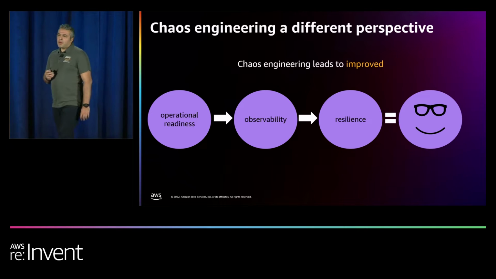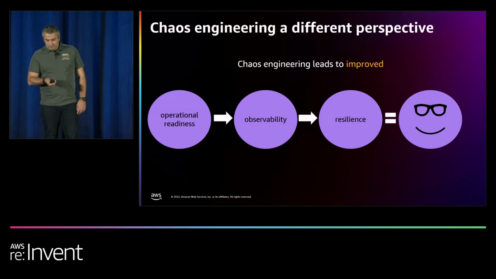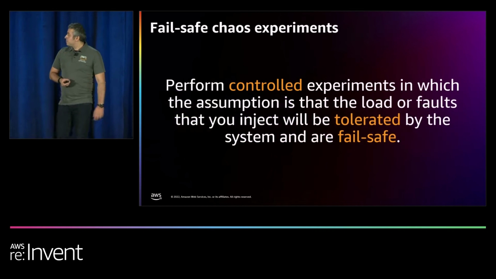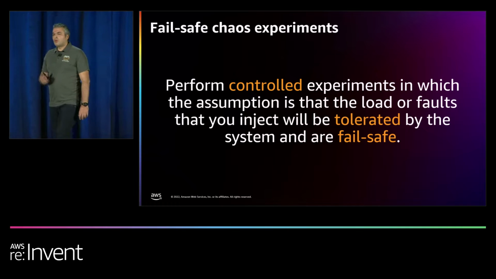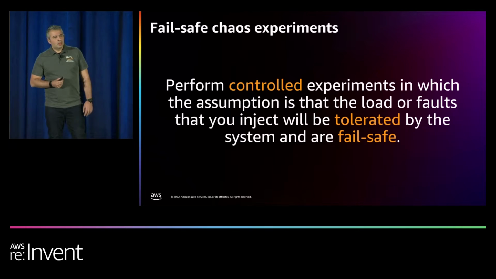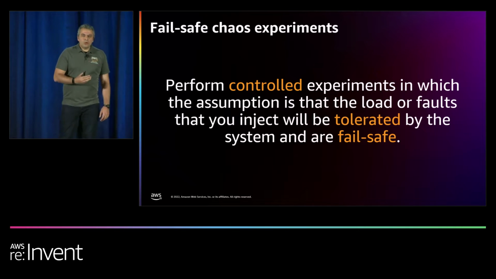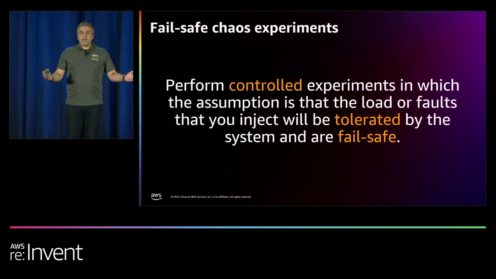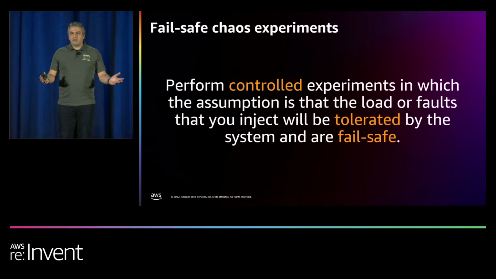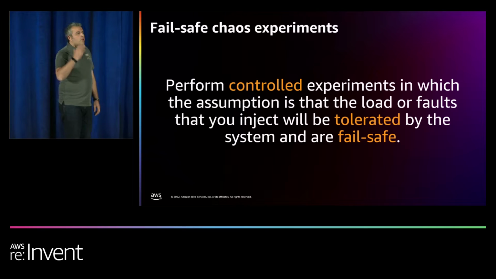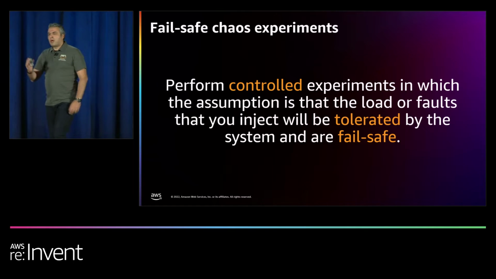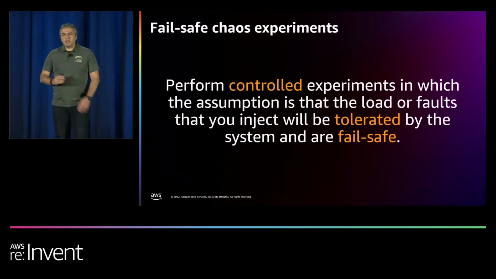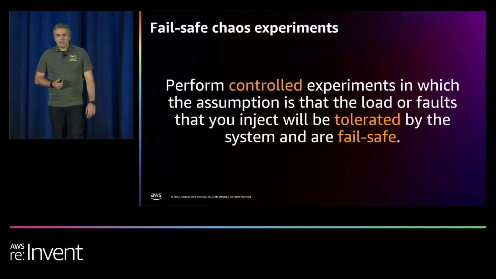And so when you think about chaos engineering, it's all about building controlled experiments. If we know that an experiment will fail, we're not going to run the experiment. If we know that we're going to inject a fault, and that fault will trigger a bug that brings down our system, we're not going to run the experiment. We already know what happens.